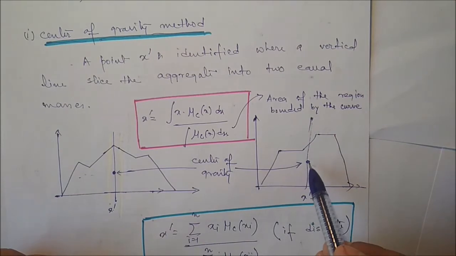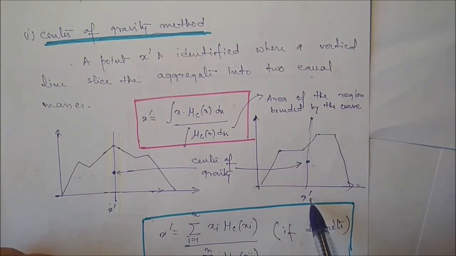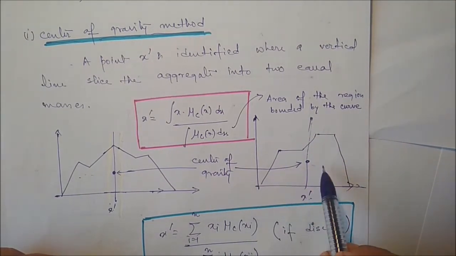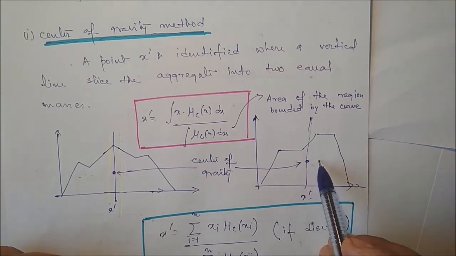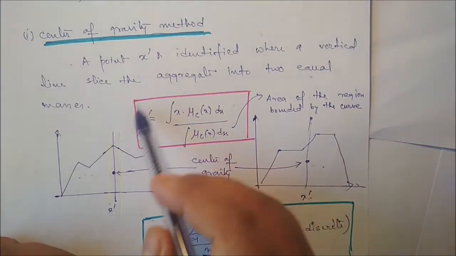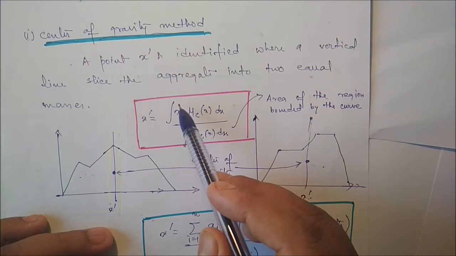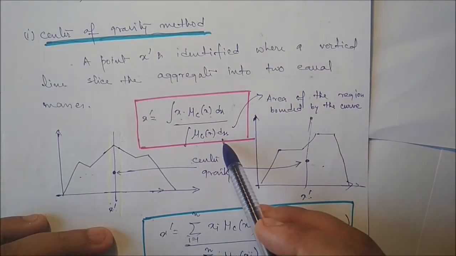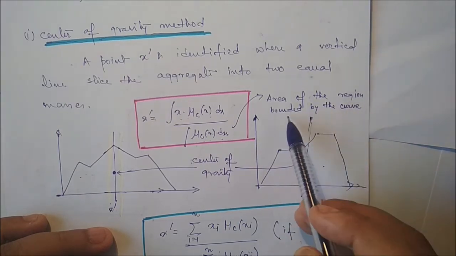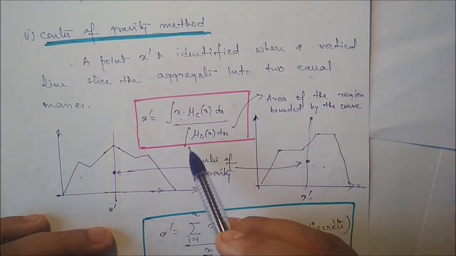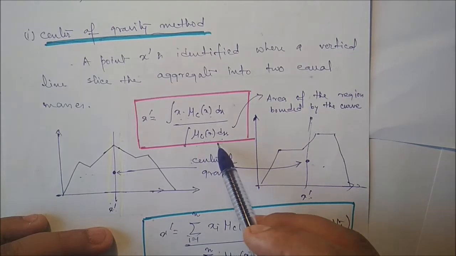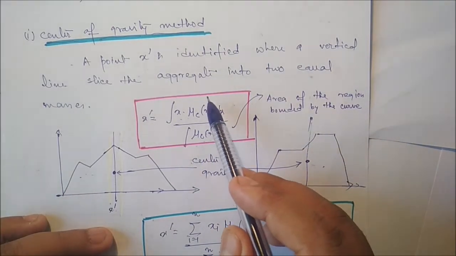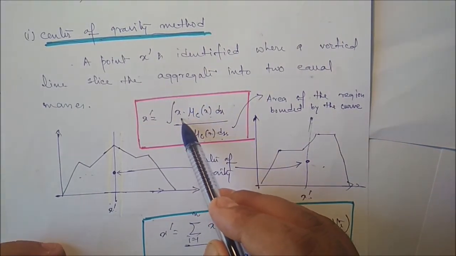In this case also, this is the point x dash when it's divided into two equal parts. To get the crisp value x dash, we need to use this particular formula: integration of x into mu c x dx divided by integration of mu c x dx. The integration of mu c x dx is the area of the region bounded by the curve, and in the numerator we have to multiply with x.